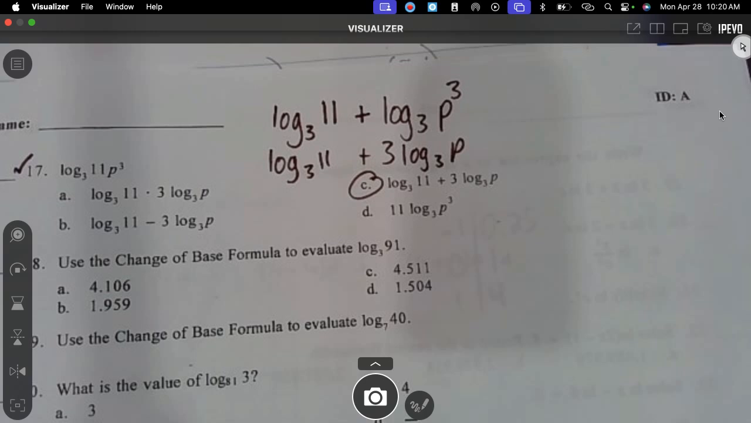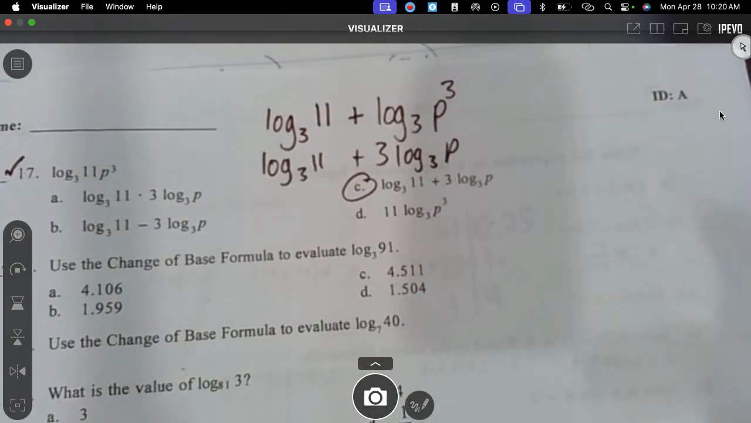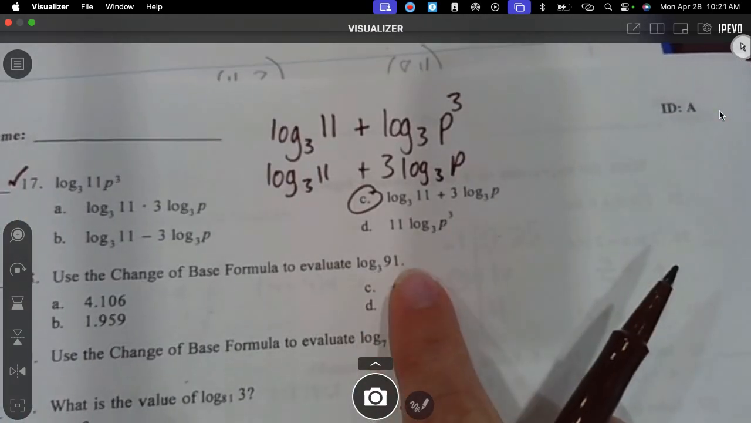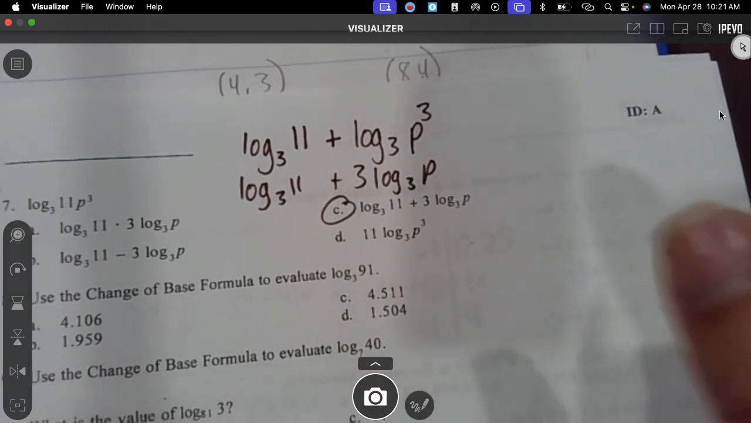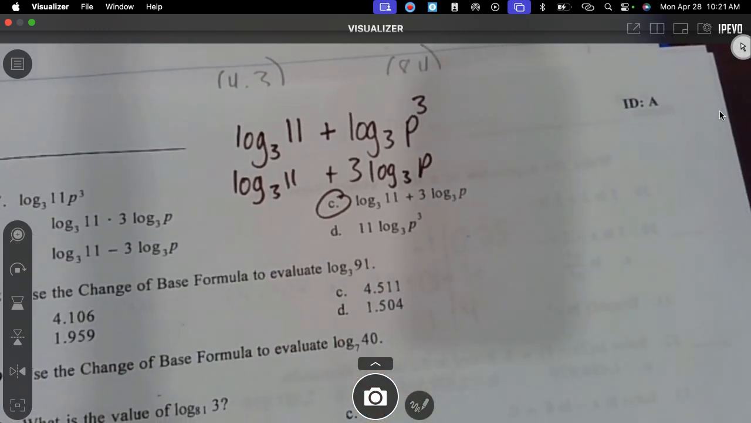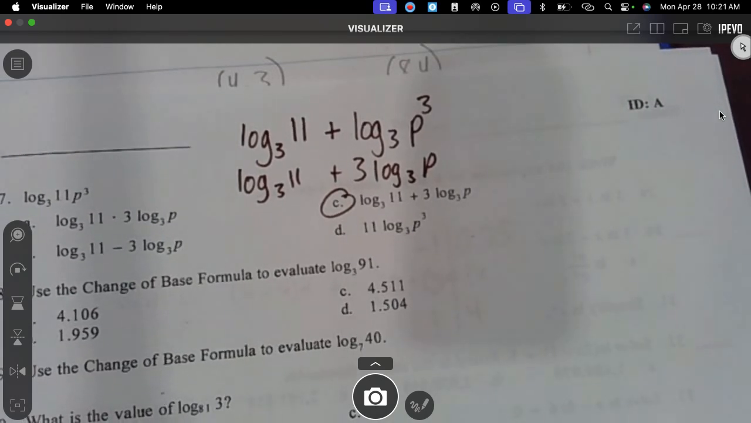Now we're halfway done. Let's see what's next. Doing 18? Yes, use the change of base formula and it's multiple choice. Yes, you can just type it in: 3 to what power is 91? Or you can do, let me make sure I tell you right, log of 91 divided by log of 3.